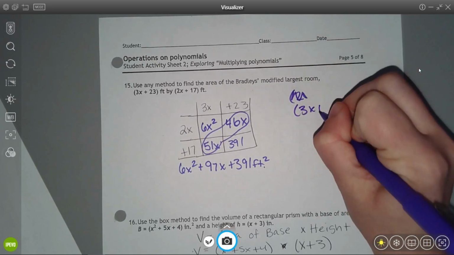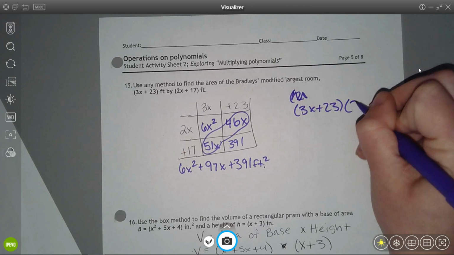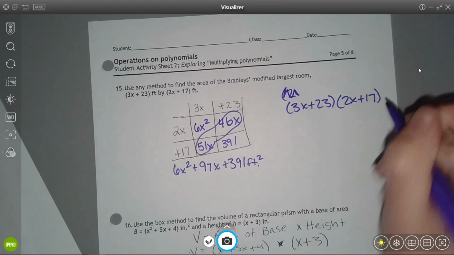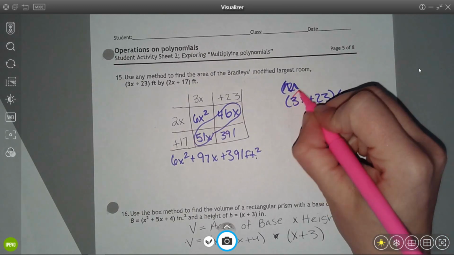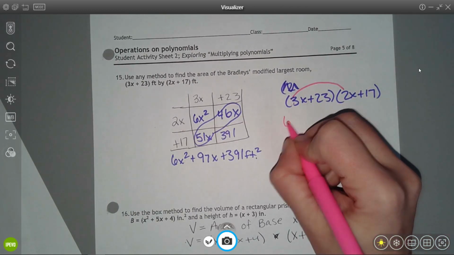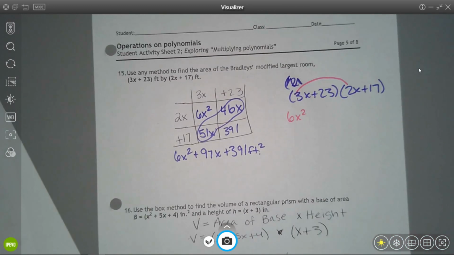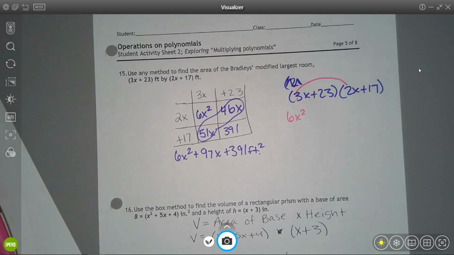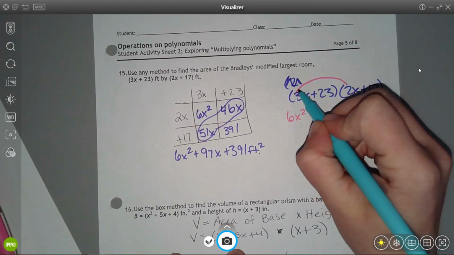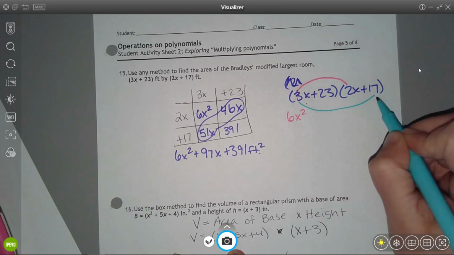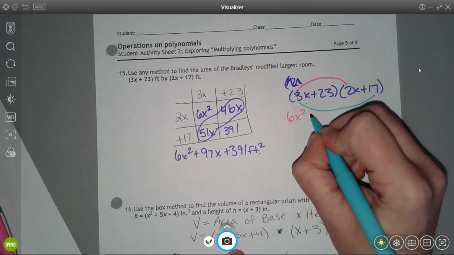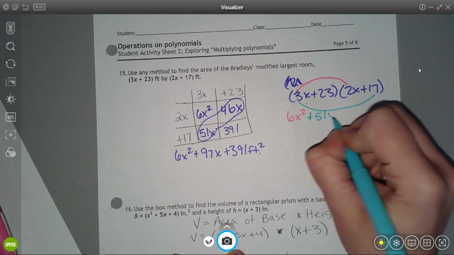We got 3x plus 23 times 2x plus 17. So with this, I'm going to show you guys. We're going to do first to get 6x squared. My two outside terms, 3x times 17 to get a positive 51x.